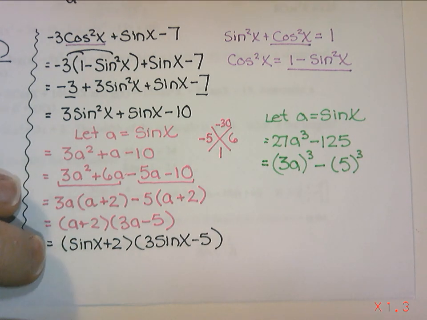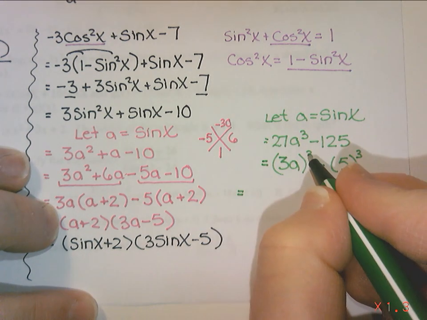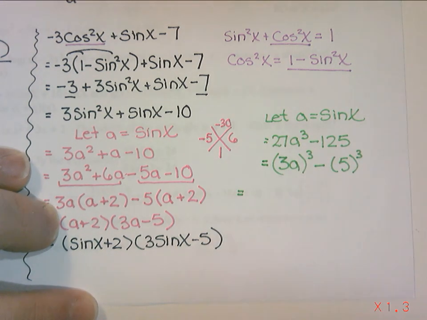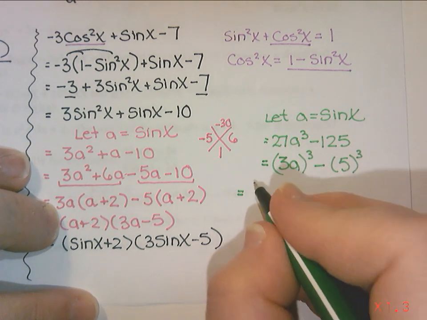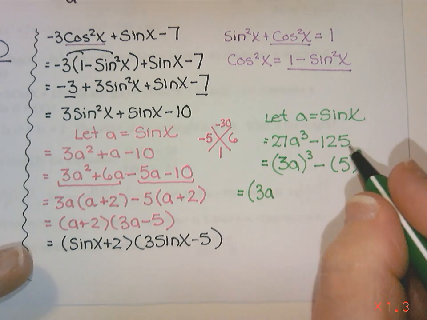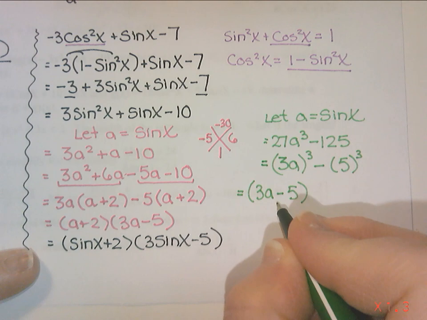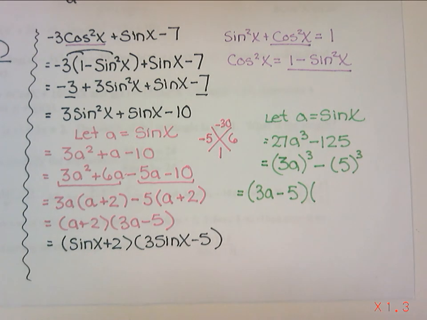Okay, when we are doing a difference of cubes, we start by cube rooting the first term. So the cube root of 3a cubed is just the 3a. And then we cube root our 5 to the power of 3, which is just 5. And we keep the sign that is in between them.